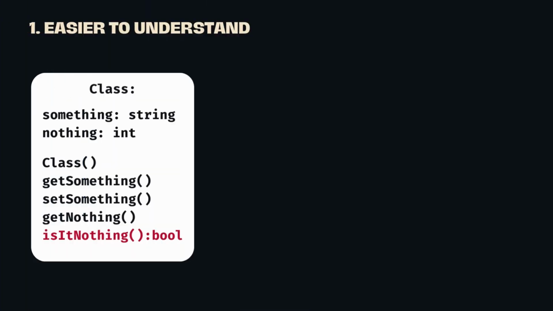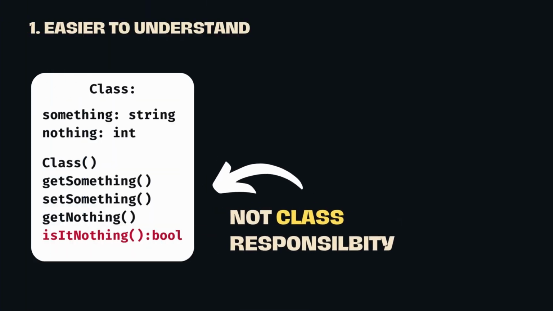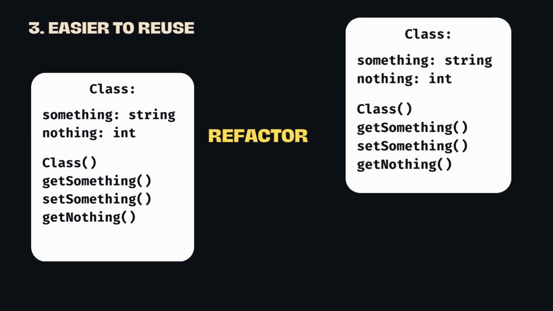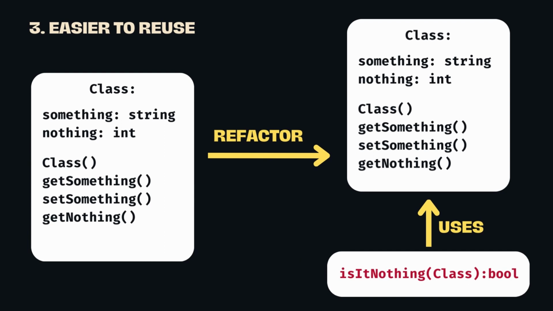Number one, it's easier to understand. A class with a single responsibility is easier for developers to understand since its scope is limited to one specific task or function. It's also easier to modify. Changes required due to modifications in the responsibility specification will be localized to that class, reducing the risk of introducing bugs elsewhere. Number three, it's easier to reuse. A class can be more easily reused in different parts of an application as it's less likely to have any unnecessary dependencies on other parts of the system.